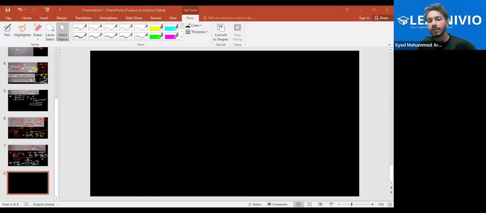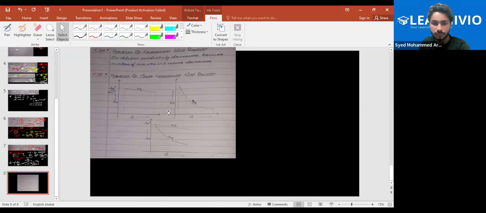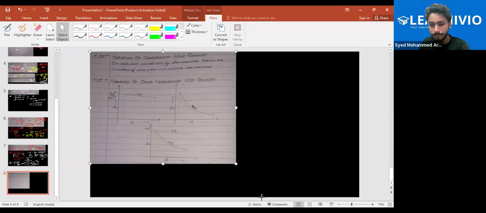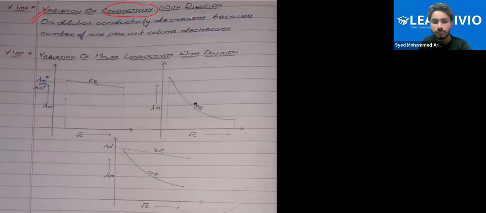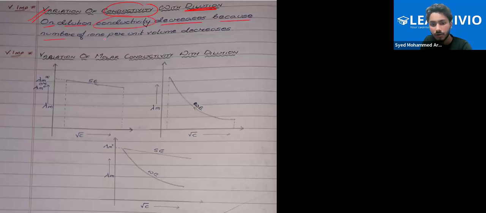The next part is the variation of the conductivity with the dilution. On dilution, the conductivity decreases because the number of ions per unit volume decreases. What does this mean? We are discussing the variation of the conductivity. Conductivity is my K, and dilution means you are increasing the volume. So the graph is between your molarity, like concentration, and your K, kappa, conductivity.